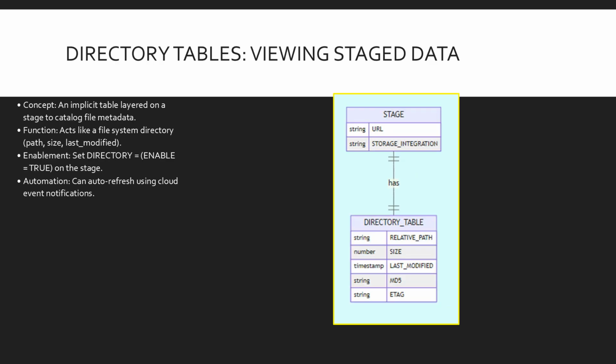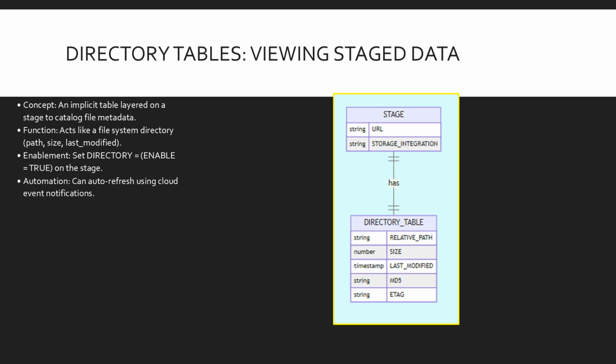A powerful feature you should implement on stages is the directory table. Think of this as a built-in catalog of everything currently sitting in your stage. By setting directory equals enable equals true, when creating the stage, you can query the stage as if it were a table to see file names, sizes, and timestamps. This is incredibly useful for processing unstructured data or building dynamic pipelines that need to know exactly what files are waiting to be loaded. You can even configure it to auto-refresh when new files land in your bucket.